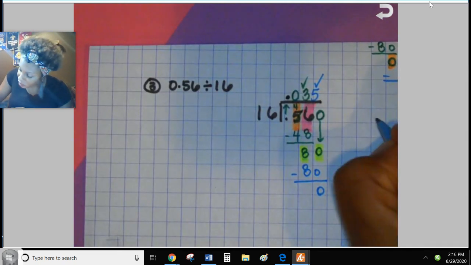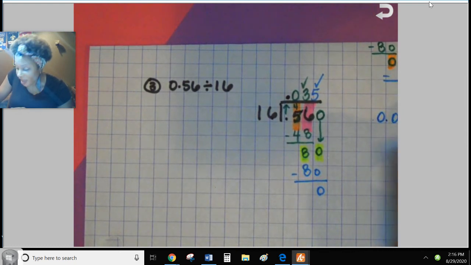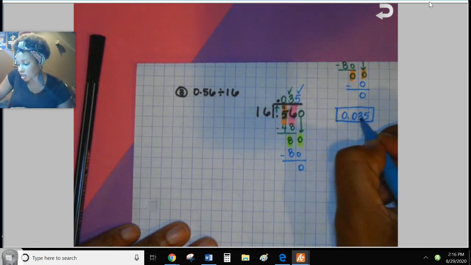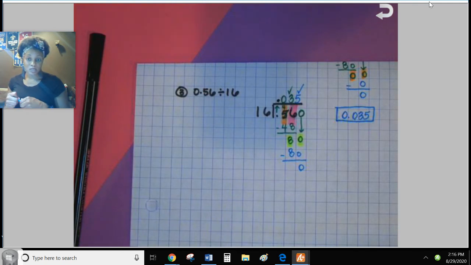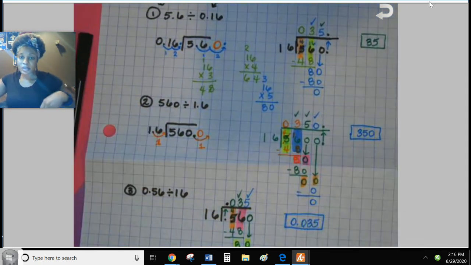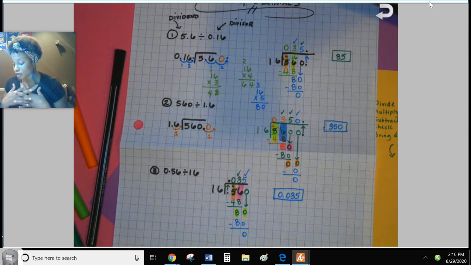And our quotient for this problem would be 35 thousandths. Sorry, you guys can't see that. Our quotient would be 35 thousandths: tenths, hundredths, thousandths. 35 thousandths, which is a totally different answer. Every one of our problems had a different quotient, and it varied on where the decimal was in the divisor, how many times we had to move it in the divisor and the dividend. So we went from 2 places to 1 place to no places, and our answers were different. 35, 350, and 35 thousandths are totally different answers.